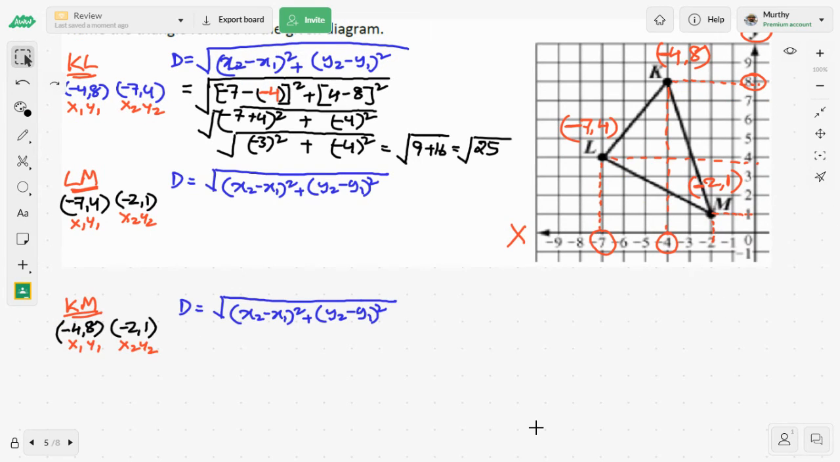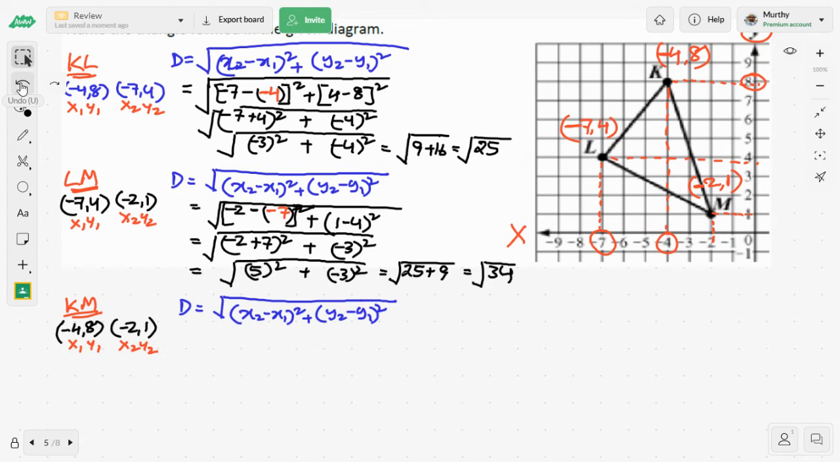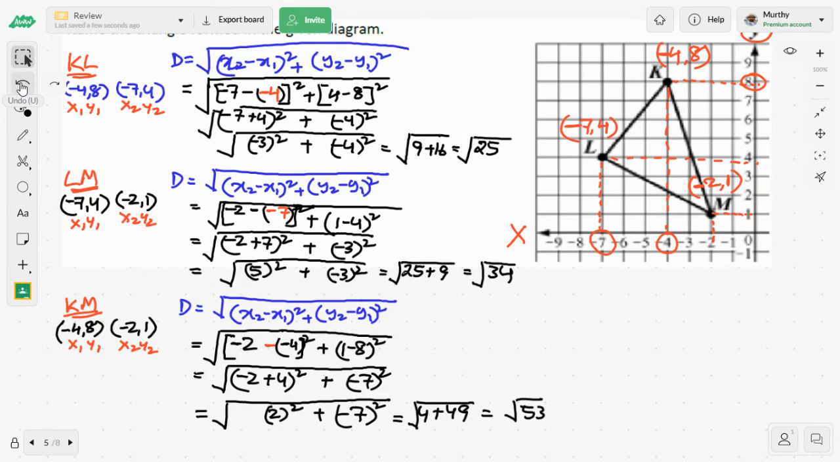Okay, now let's check the answers. The length of KL, I see that it is square root of 25. If you want, you can write it as 5 units also. And length of LM, my bad, length of KL is 5, length of LM is going to be square root of 34. You may check your calculations with my calculations. Length of KM is going to be square root of 53.